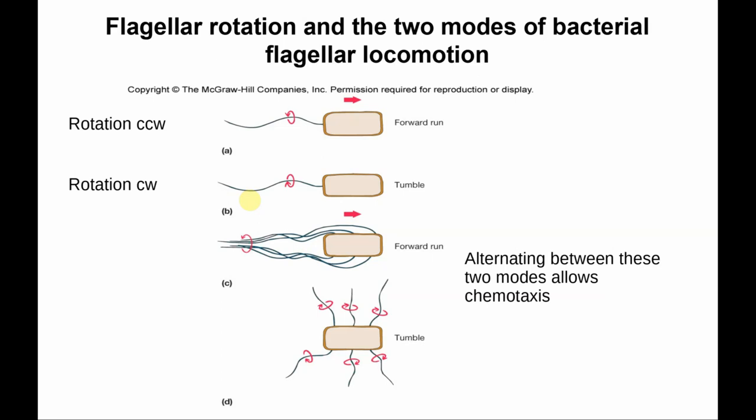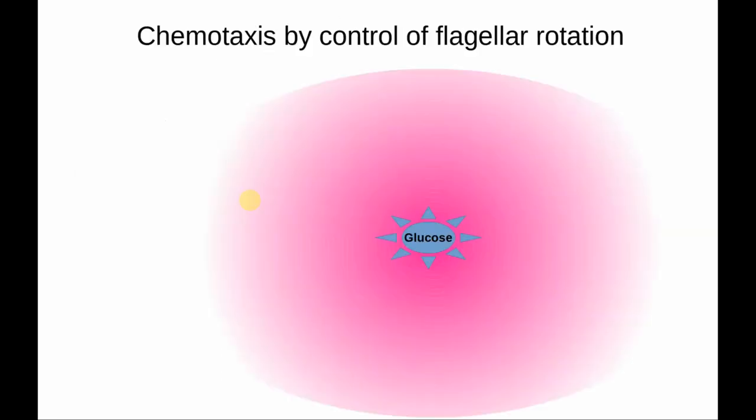Forwards or random. And alternating between these 2 modes is going to help bacteria move towards things that they like, for example, glucose, and move away from things that they don't like, perhaps acidic conditions or high concentration of toxic metal ions and things like that.